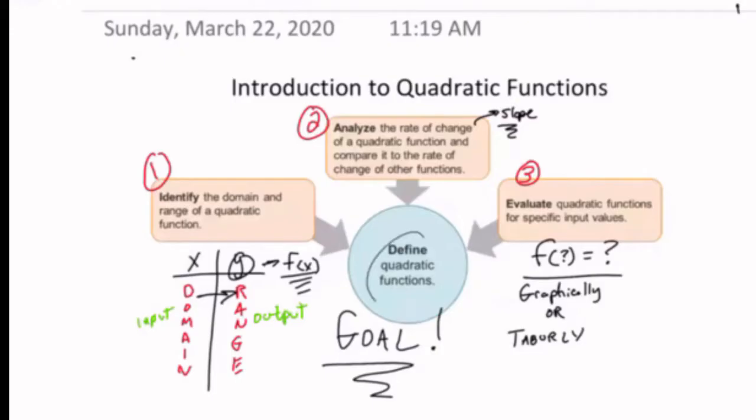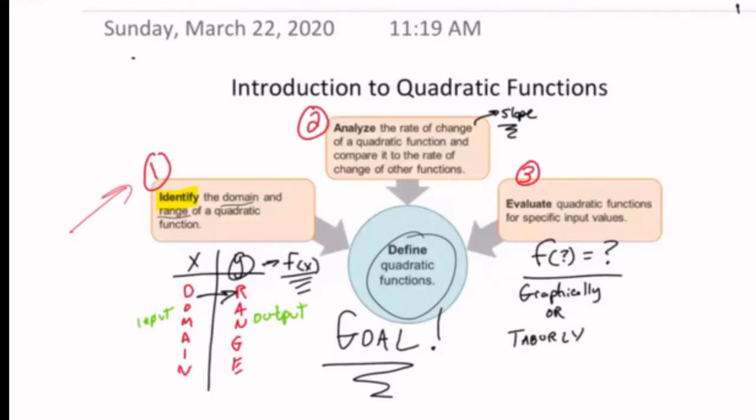Okay, class. Now you are in week 4 of using Edgenuity with this online learning through HCISD. The goal for week 4 is we are going to define quadratic functions. The first way we're going to define quadratic functions is number 1, to identify the domain and range of a quadratic function. For those of you who forgot what domain and range is, that's your x and your y.